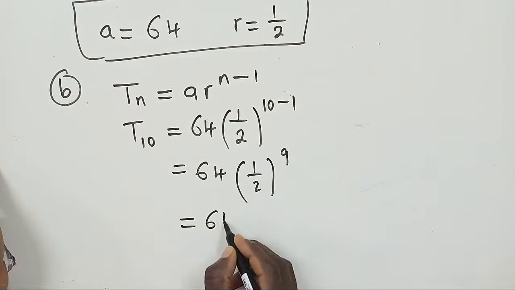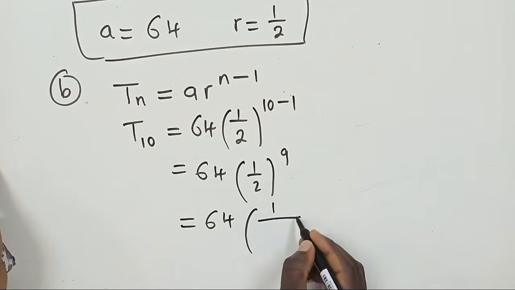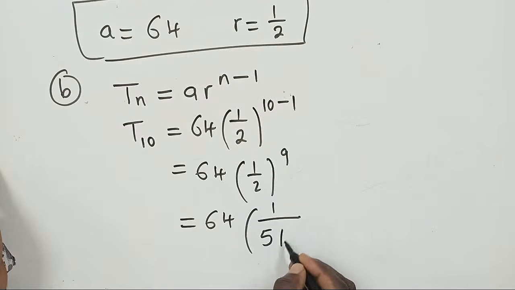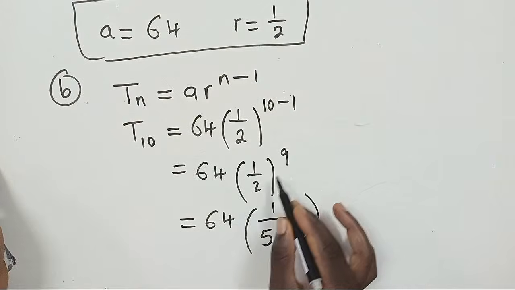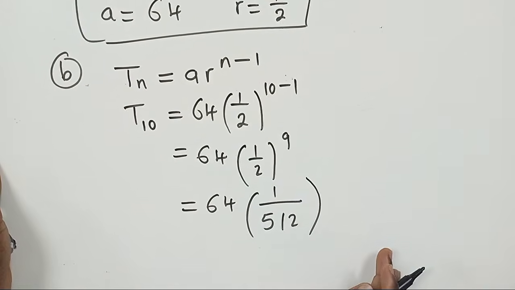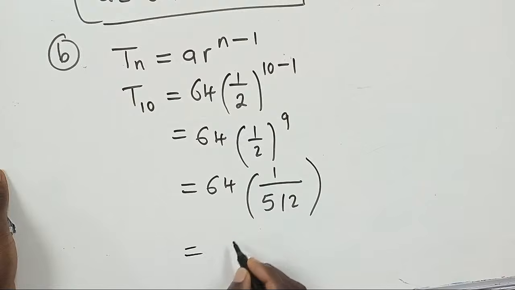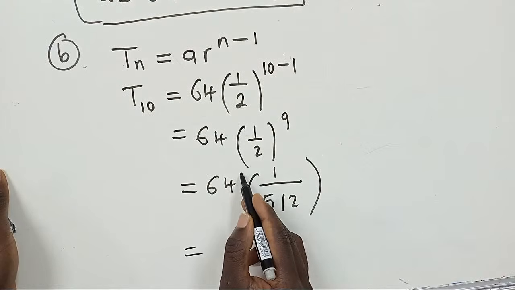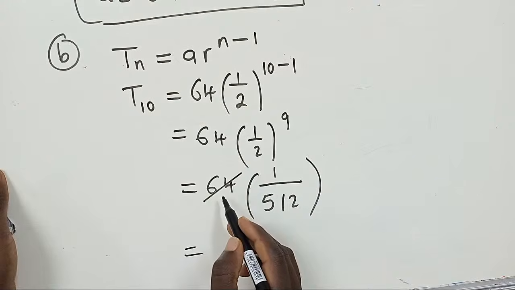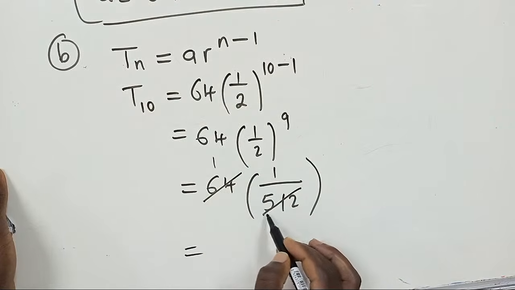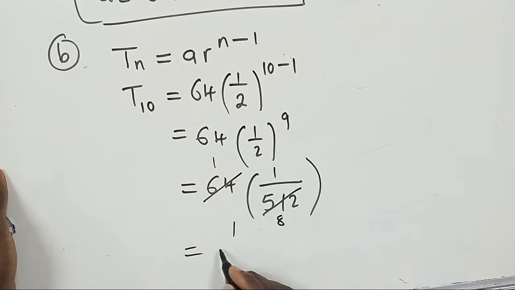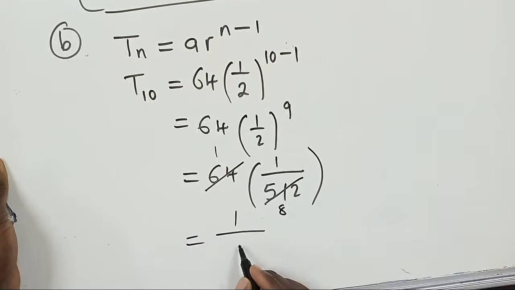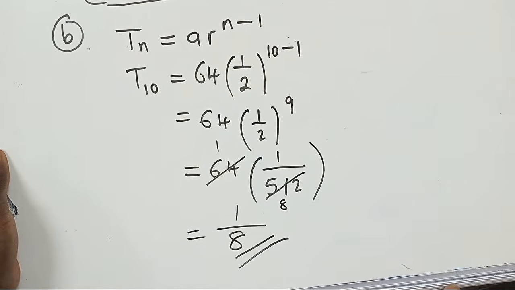Here we have 64 multiplied by 1 over 512, because 1 to the power 9 is 1 and 2 to the power 9 is 512. Since it's multiplication, 64 into 64 is 1, and 64 into 512 is 8. So 1 times 1 is 1, and we have 8 down here. This is our solution. We're done with question B.